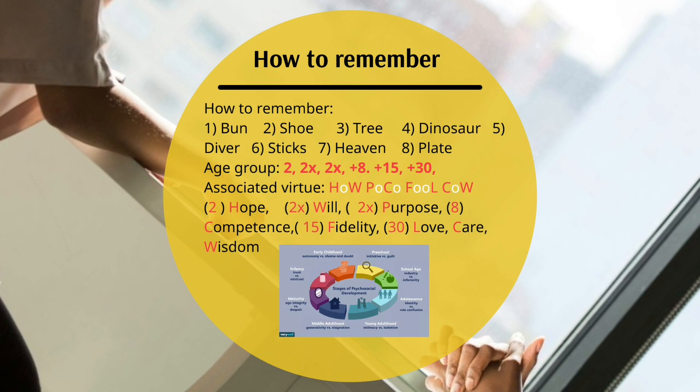The next one would be a 2 plus, and that is the W, which represents the will. Then the next age is going to be times 2, which we put with the P for poco. And the next one will be the 8, which stands for the C there, for competency. Now, the next number will be 15, and if you look at "fu," F is for fidelity. Then the next number will be a 30, and that is still the L at the end of "fu," followed by the care and the wisdom.